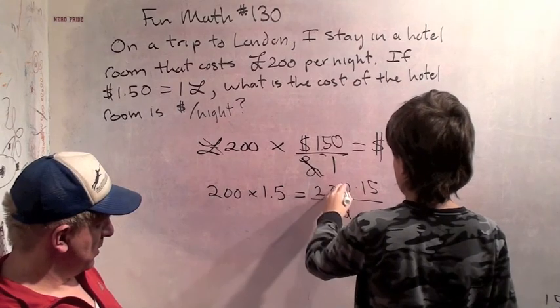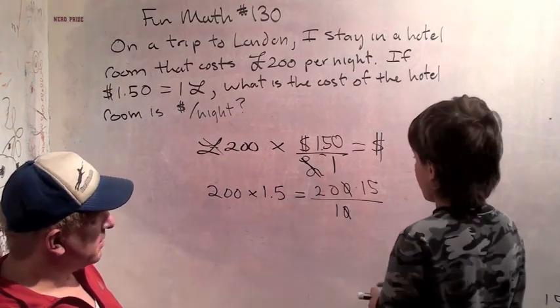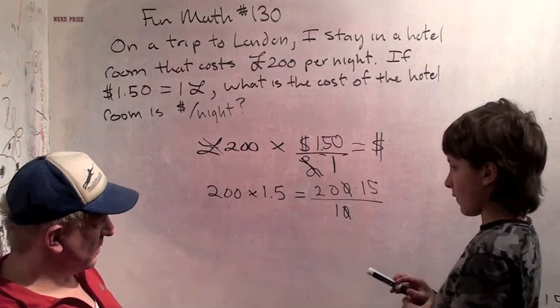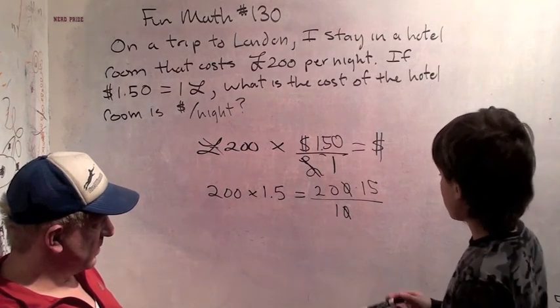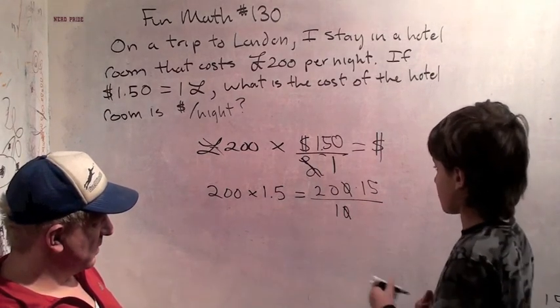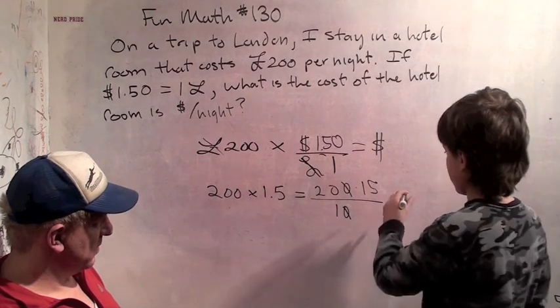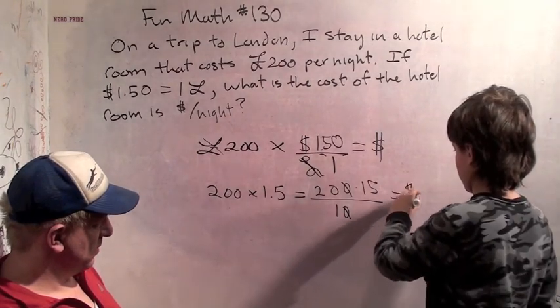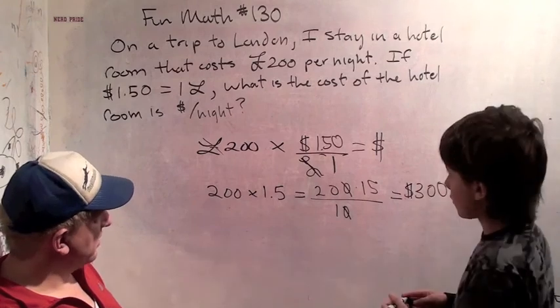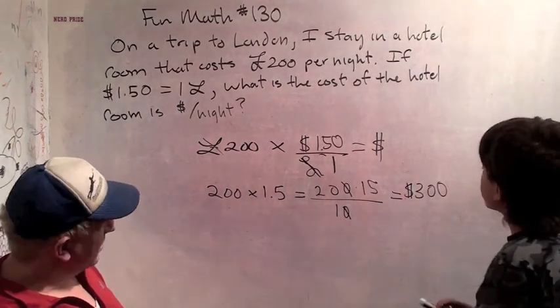Well, zeros cancel. Okay. Well, 200 times 20 times 15. 2 times 15 is 30, so just add an extra 0, it's 300. Okay, so how much is that? $300 per night. Okay, so there we go.